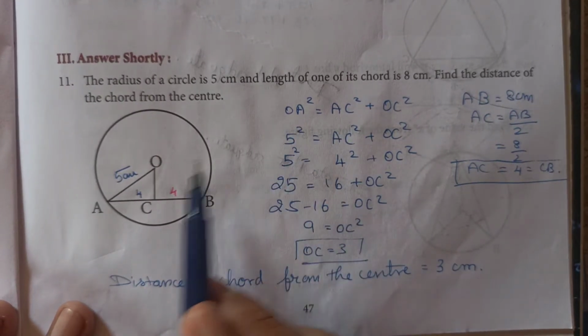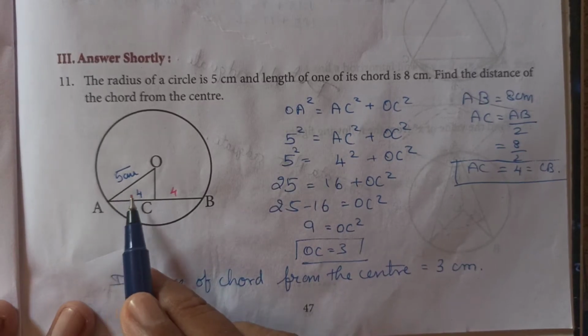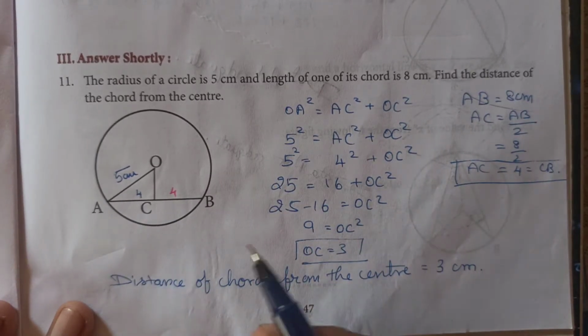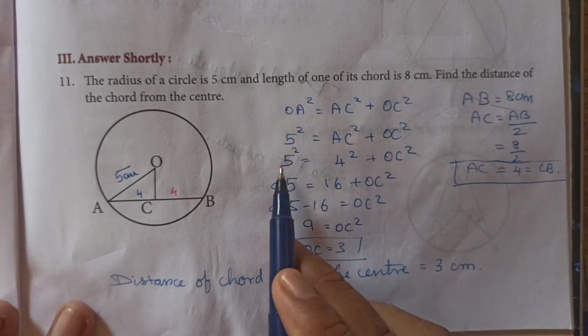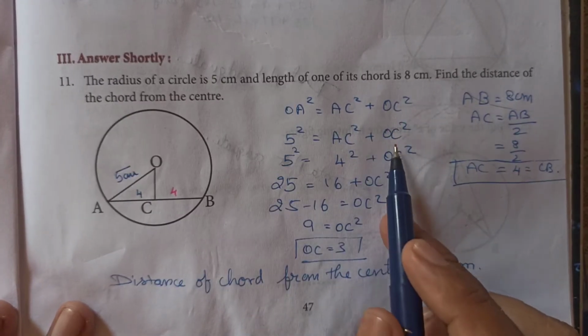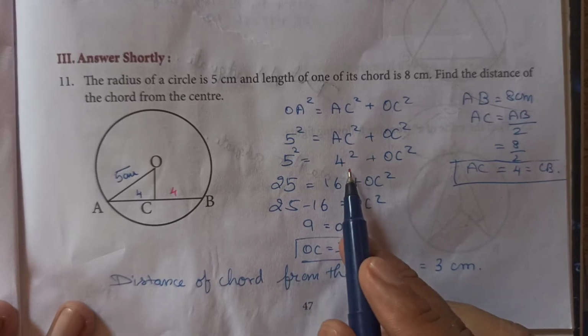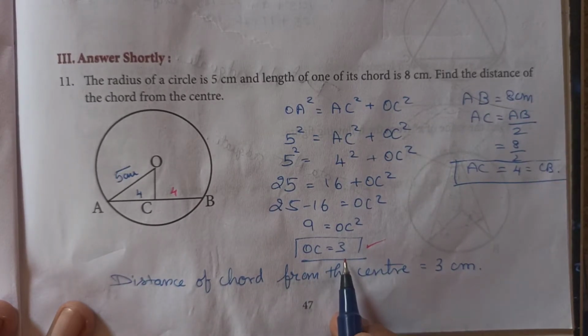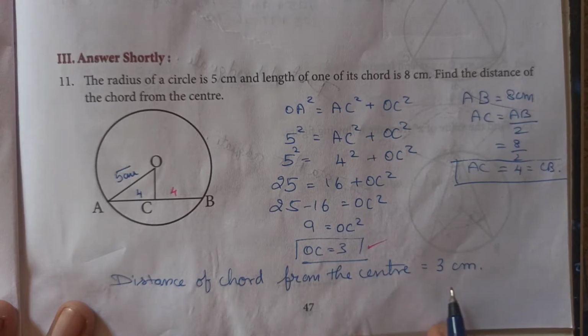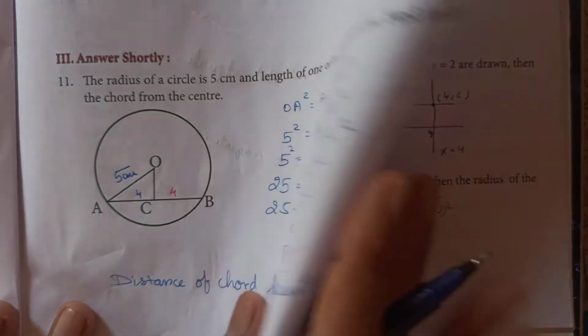So as we know, this is a right angle triangle. 5, 4 and 3 are a Pythagorean triplet if you know it. If you don't know it, we follow the Pythagorean formula. So OA square, AC as it is, OC square. So 5 square is equal to AC, we know 4, and then we find OC by calculation as 3. Distance of chord from the center is 3 centimeters.